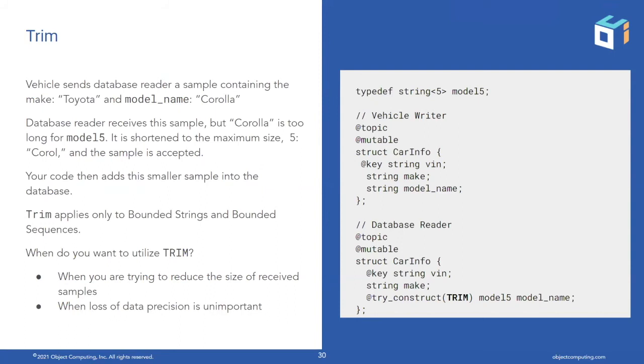Trim only applies to bounded strings and bounded sequences, basically the stuff that you can shorten without losing critical information. And trim is when you want to reduce the size of received samples or when data precision is unimportant. So in this case, we've decided that 5 is all we need to uniquely identify the model of a car. And so we don't care about the data precision beyond those 5 characters.